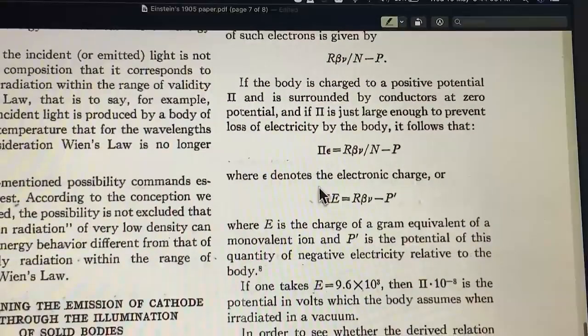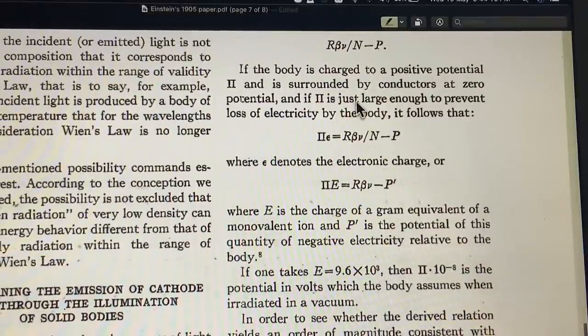So that is how he now arrives at the stopping potential: if you apply some potential, just enough to prevent this loss of electricity by the body, that means just to prevent that emission, then this stopping potential has to be like this.